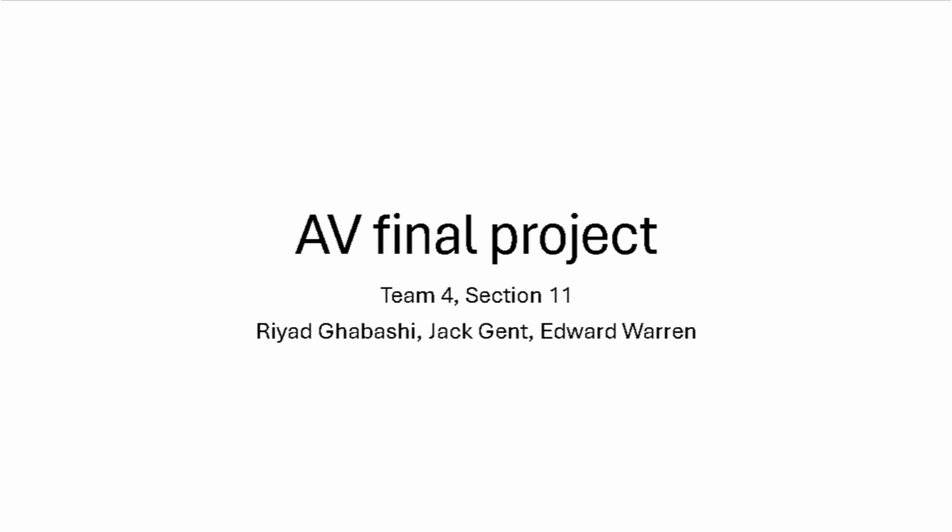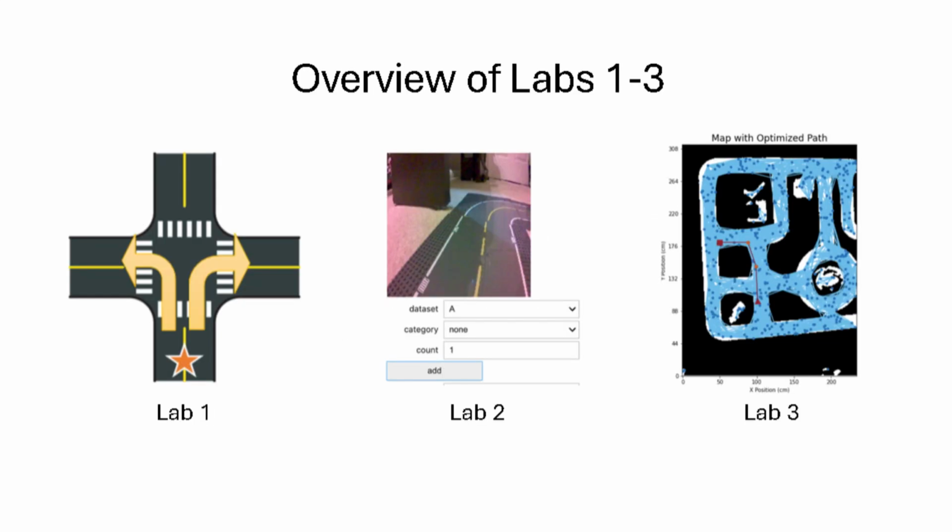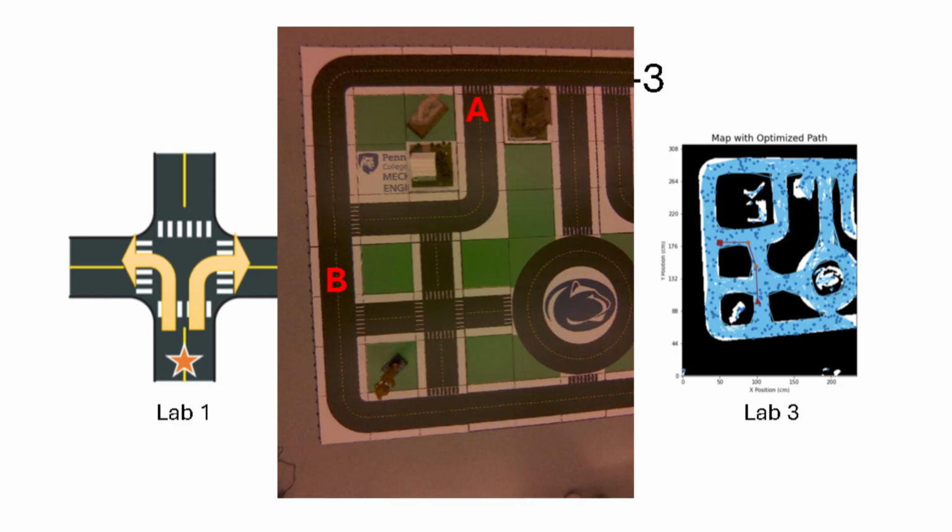Hi, we're Team 4 in Section 11 from ME435. This video walks through our autonomous vehicle final project. We'll cover what we learned across Labs 1 through 3, present our flowchart for combining everything, and then demonstrate our team-defined task showing the robot drive autonomously from point A to point B, following the shortest distance.